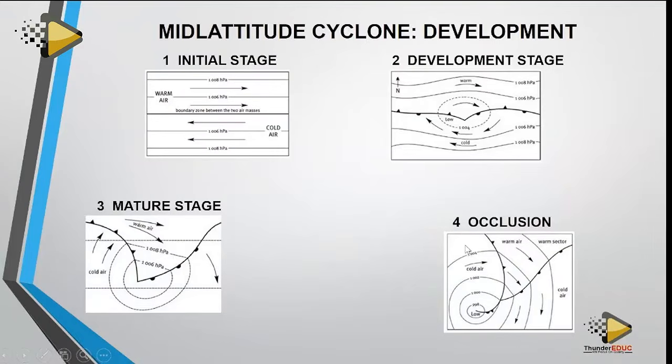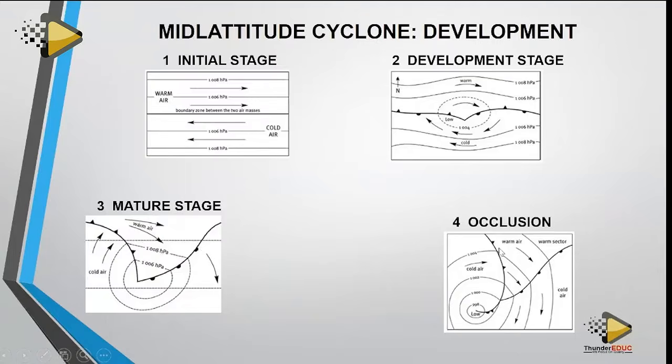Also, you must be able to explain what happens in this stage. This stage is called the occlusion stage. How does the occlusion stage occur, or why does it occur? The occlusion stage occurs when the cold front catches up with the warm front. And then the question is, why does the cold front catch up with the warm front? It is because the cold front travels faster.